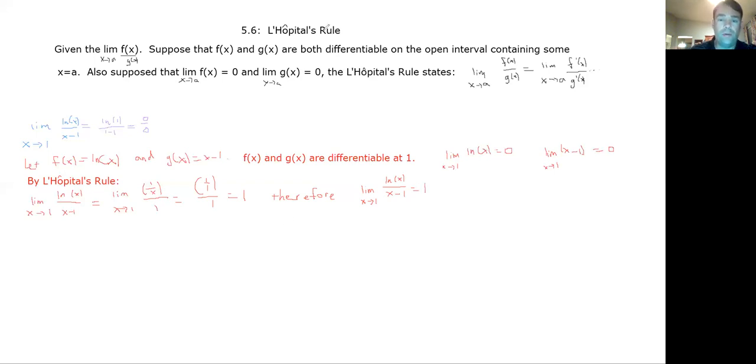So let's have you guys try one of these. Okay, and remember your form. Form's important. Let's try this one. The limit as x approaches 0 of e to the x minus 1 all over sine of x.